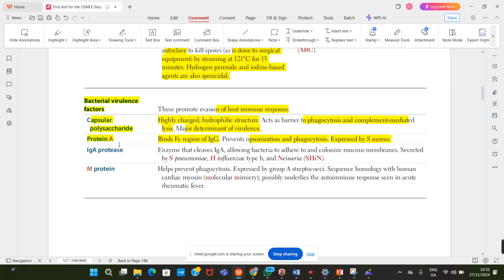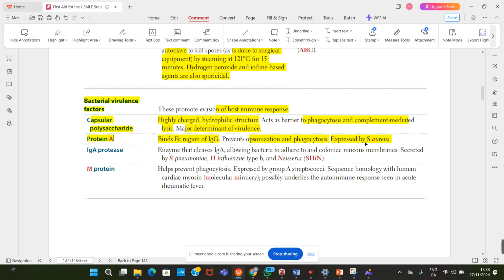Protein A, they will ask you. Protein A is used by the number one organism. The number one organism in microbiology is Staph aureus. So just remember that protein A is expressed by Staph aureus. They can ask you in your exam. Please don't joke with these four things. They can ask you in your exam.